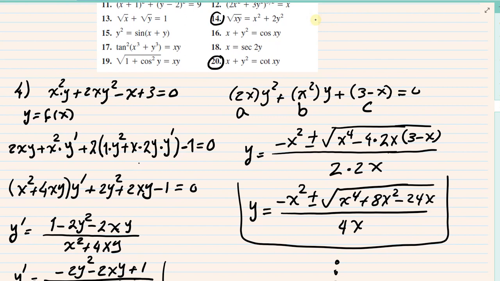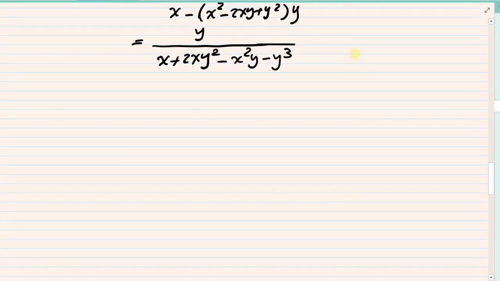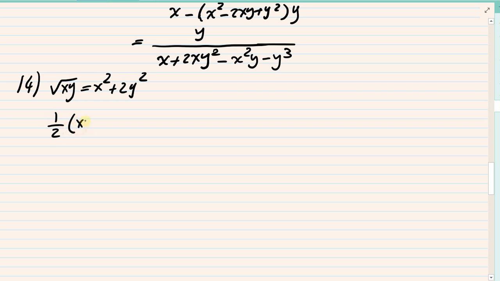So that one is root xy equals x squared plus 2y squared. Let me do number 14. In exercise number 14, if I remember, that was the square root of xy equals x squared plus 2y squared. Okay, same thing. Now remember, square root of xy means xy to the 1/2. So when we do the derivative of the left, we get 1/2 xy to the negative 1/2, right? That's just the power rule.